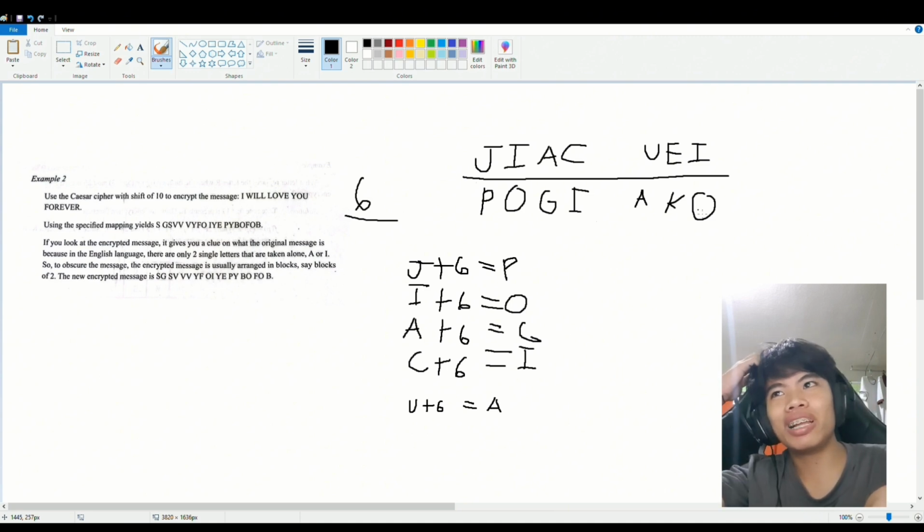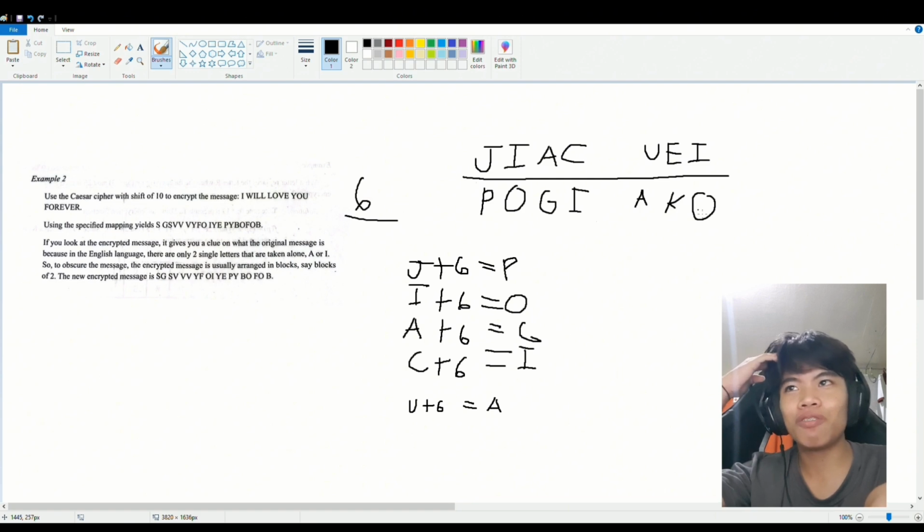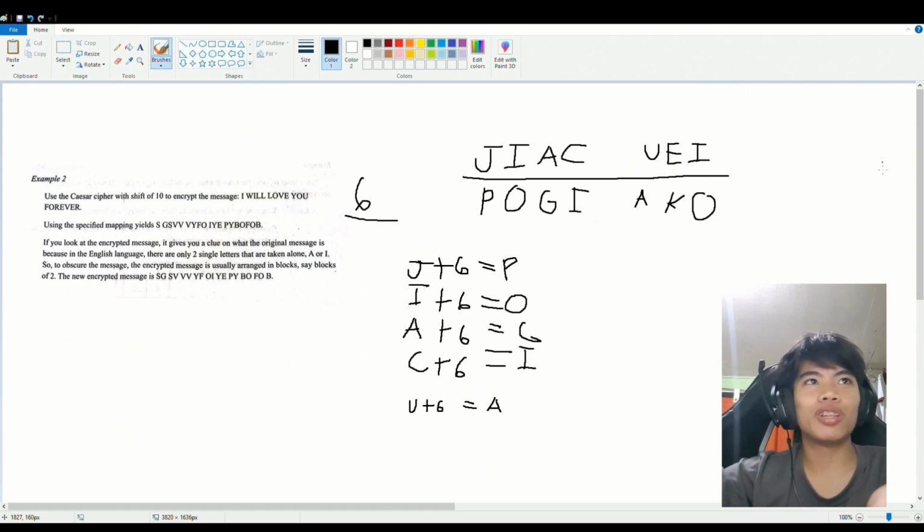So nakadepende lang talaga to sa kung paano or kung sasabihin ba sa'yo kung ilang shift forward yung message na gagawin dun sa authorized na recipient ng mismong message. So yun lang po yung sa part ko. Thank you so much po sa pakikinig.